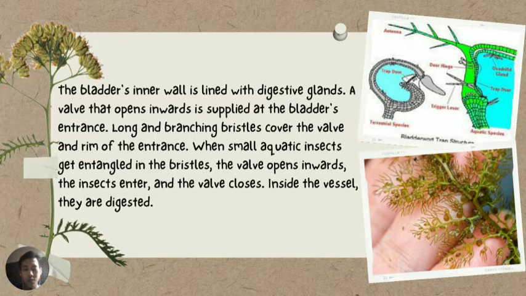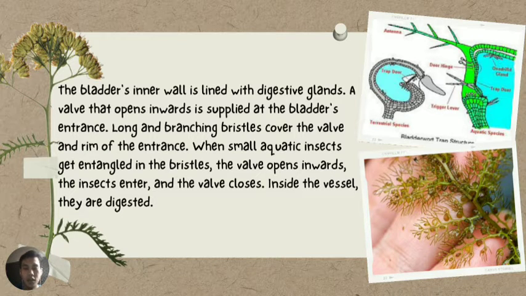So how does this modification of leaves, which is bladder, work? The bladder wall is lined with digestive glands. A valve that opens inwards is supplied at the bladder's entrance. We can see in the diagram for the terrestrial species, at the inner wall of the bladder, there are digestive glands, and at the opening of the bladder, there are valves that open inwards.